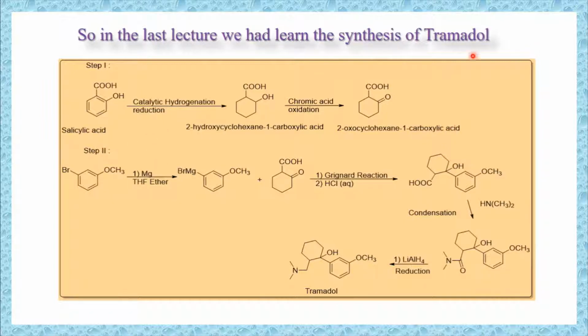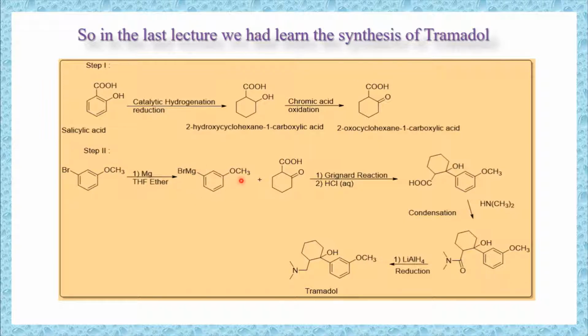So the synthesis of tramadol takes place in 2 steps. The first step is preparation of this 2-oxocyclohexane 1 carboxylic acid. Then the second step, your 3-bromoanisole. This is the structure of that 3-bromoanisole. This 3-bromoanisole reacts with magnesium in presence of tetrahydrofuran, THF, and ether. Here, this method is the preparation of Grignard reagent, and this reaction is called a metal insertion reaction because the metal is inserted in this C-Br bond, and you will get this Grignard reagent.